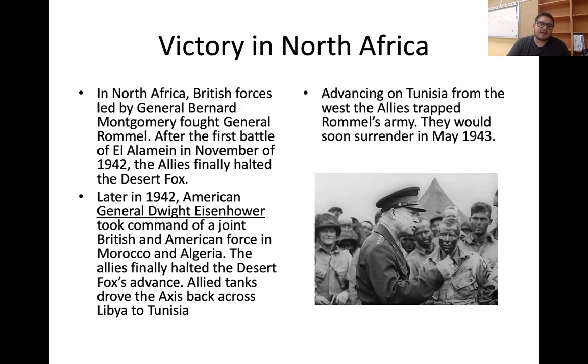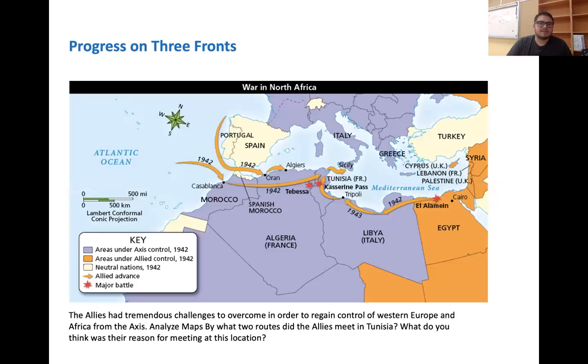They're going to have to retreat back into Tunisia, and eventually he's going to get surrounded and have to surrender. And this picture here is Dwight Eisenhower. At the time, General Dwight Eisenhower, soon to be President Dwight Eisenhower. Yeah, he becomes president. So this is what it looks like.